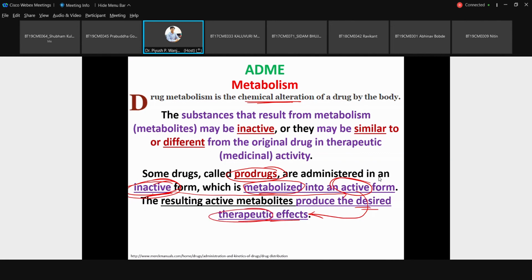The inactive form you have initially given to the body is not at all active, but in the process of metabolism, it is going to get converted into some simpler form and it is going to become active. So this is going to be important for your therapeutic effect.